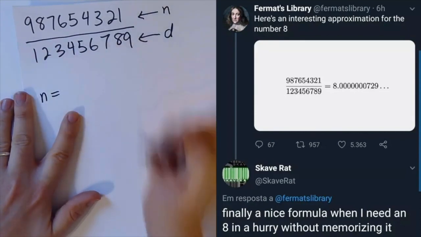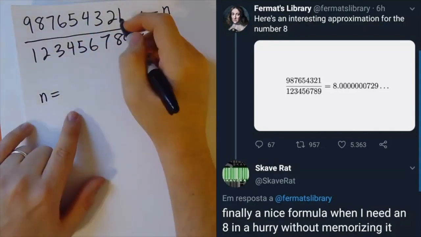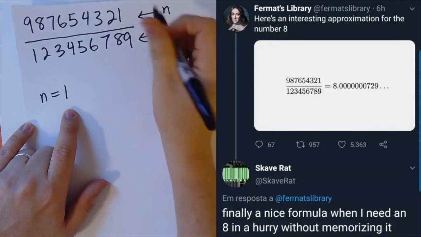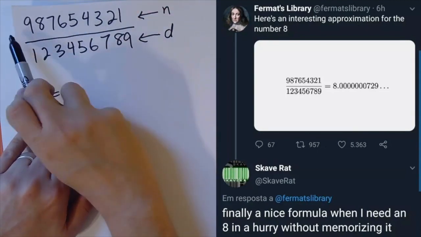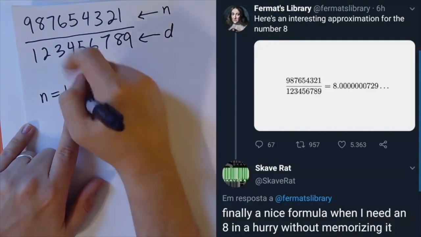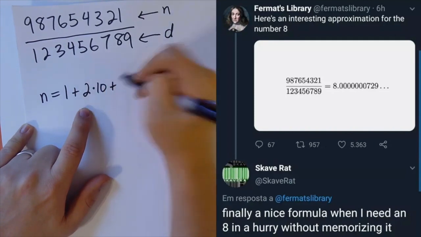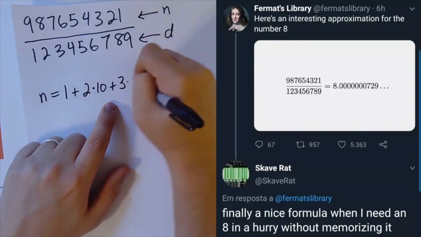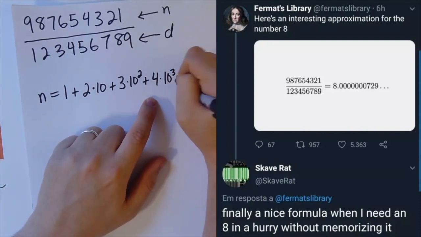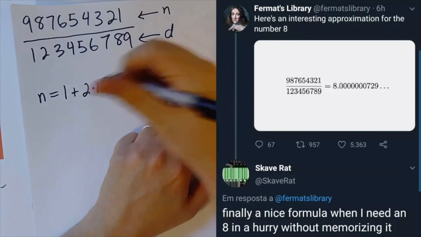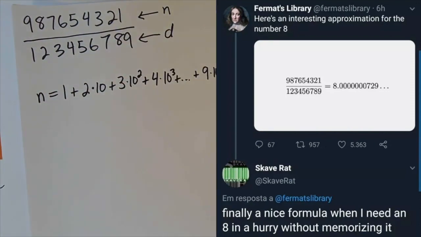But if I want to actually write this in a way that's super helpful, well, I'm going to break it up by digit, because the pattern here is something about the digits. It's something about the fact that the digits are increasing by 1 in reverse order. So that's 1 plus, and then this is in the tens place, so that's 2 times 10 plus, and then that's 3 times 10 squared, 4 times 10 cubed, plus dot dot dot up to plus 9 times 10 to the 8th.